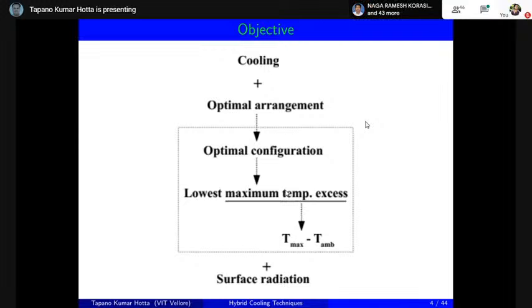But each device is subjected to a different ambient condition. So what you need to do is subtract the ambient environmental temperature from that maximum temperature. So you need to get that maximum temperature excess. That needs to be controlled. So you need to choose the optimal configuration in such a way that the maximum temperature excess will be far less. Then you can say that your optimal configuration has been reached. So apart from cooling, this is also very important. Then only you are able to control the temperature in the case of an electronic gadget.